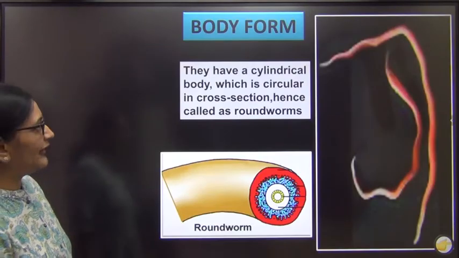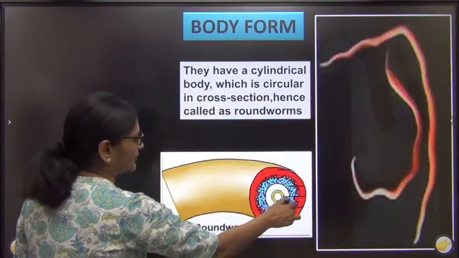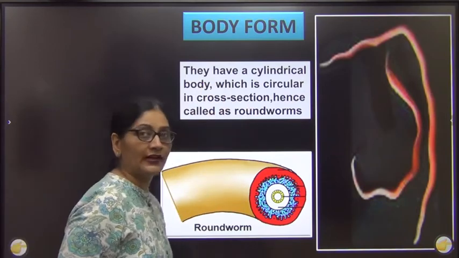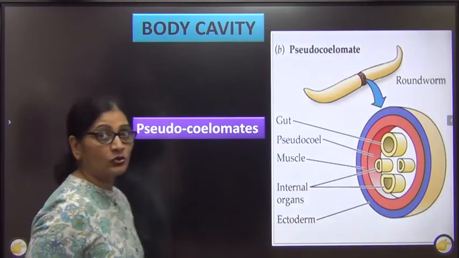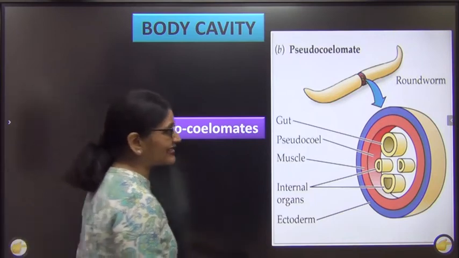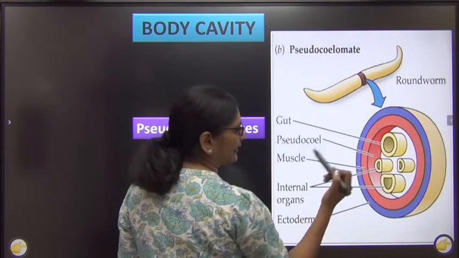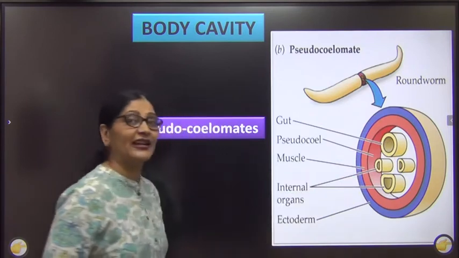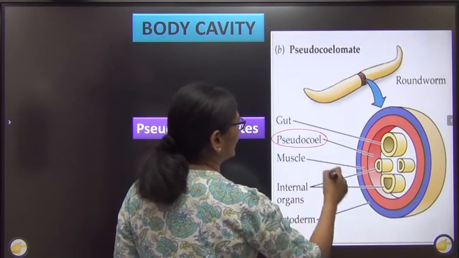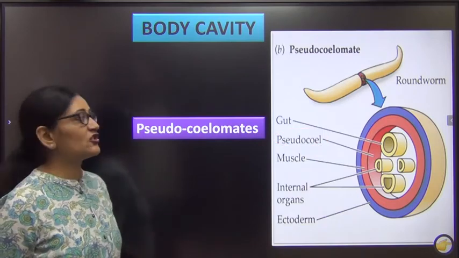Now, let us come to their body. I told you that if you just cut it like this, the internal structure is actually round. Since they are cylindrical, circular in cross-section, they are also called roundworms. Now, coelom: you know that these are the first organisms which are pseudocoelomates. That means there is a cavity between the gut and the body wall, but this cavity is not lined by mesoderm on all sides. Such a cavity is called a pseudocoelom.